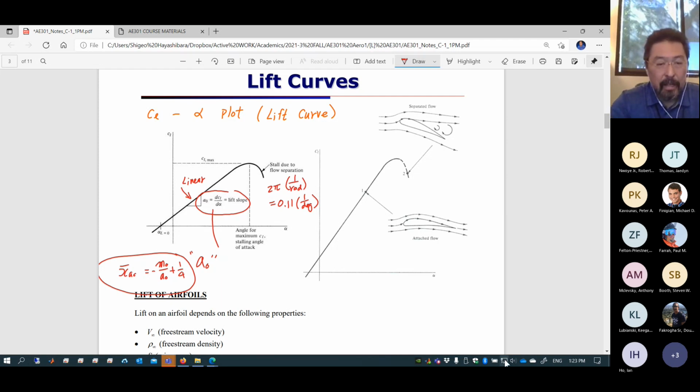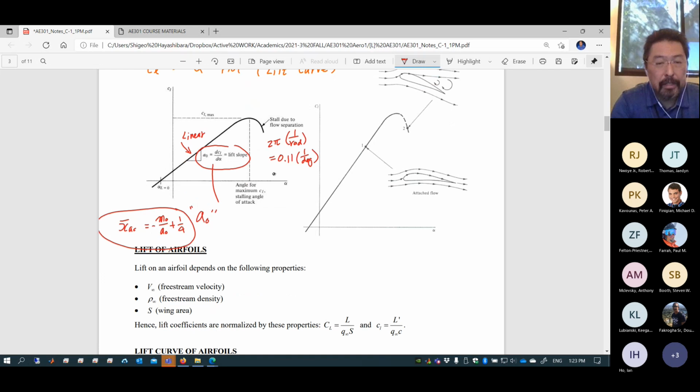And as you increase your angle of attack, as you can see in this plot, you're going to also increase the lift coefficient. So as you pitch up more, you create more lift, of course, but there's a certain limit right here. This is called stall.